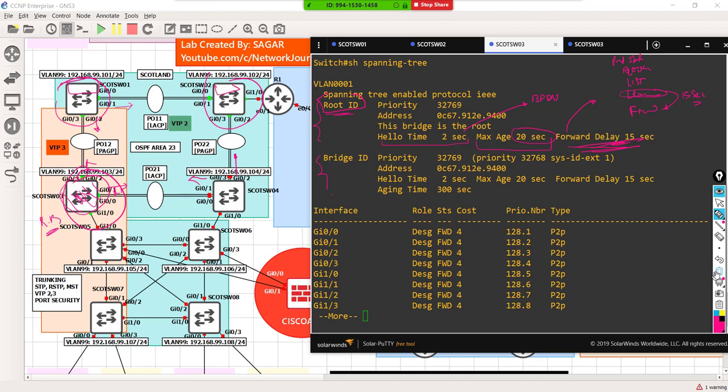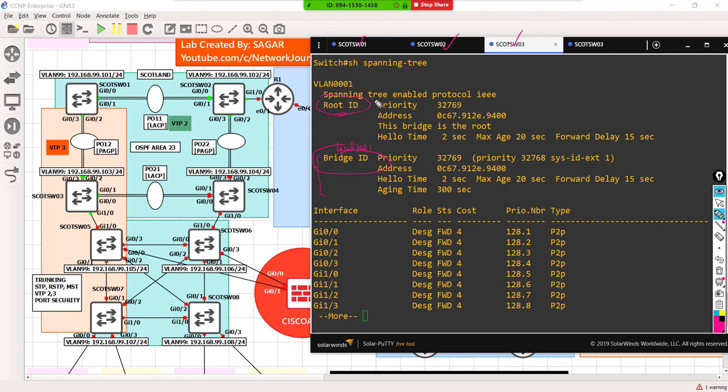How can I validate that? And what is bridge ID? This is the local switch information. Under spanning tree, we will be seeing two detailed values: one is root ID, one is bridge ID. Root ID for all three switches has to be the same.